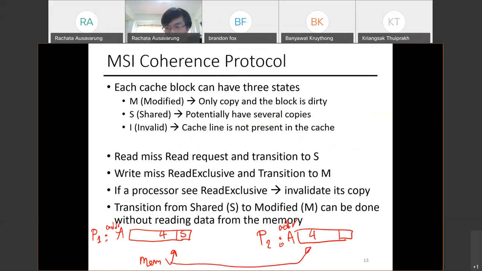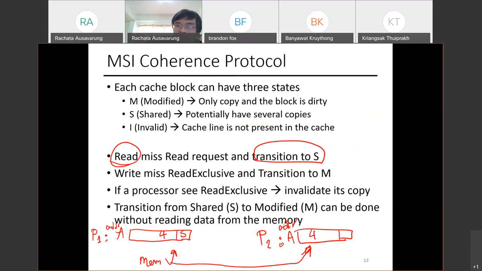What is the state? If I transition from invalid, and I'm reading, what do I transition to? Is it staying at invalid, moving to shared, or moving to modified? I'm reading. Shared, modified, or invalid, there are three choices. Originally it was invalid, I don't have the cache block. I load the data, now I have the cache block. So from I, what do I move to? I'm reading. So from I to S, because you are reading, you transition to shared.